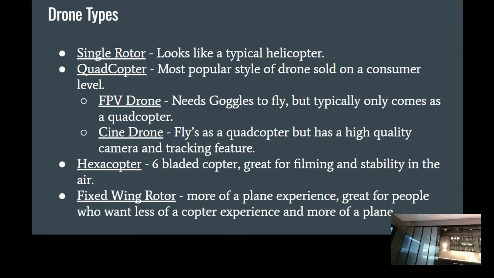Again, if you want to do tricks, flips, and stunts, then you probably want an FPV. If you want to do things that are more cinematic and you want the footage to then put onto videos that you're making, a Cine drone is probably the better one to do. Hexacopters are six-bladed copters, great for filming and stability in the air. And fixed-wing rotors are more of a plane experience. They're great for people who want less of that copter experience and more of a plane-type experience.